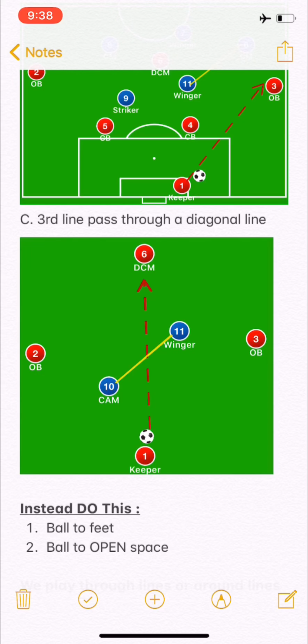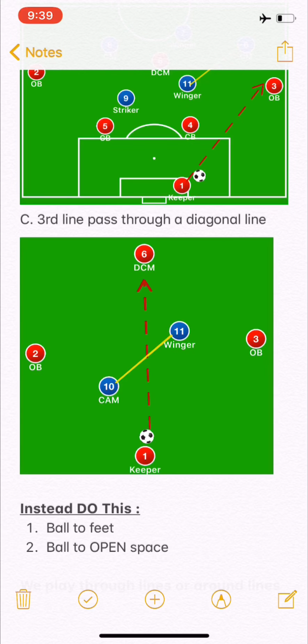Okay, and finally, this happens in general on a lot of parts of the field. You want to avoid a through ball or a third line pass that goes through a diagonal defensive line, as seen here. And the reason is pretty simple, because number 10 and number 11, both players, could both try to pick the pass. So it's hard to get the weight of the pass right. There's not space there. The space is about to disappear, just like in all these other ones.